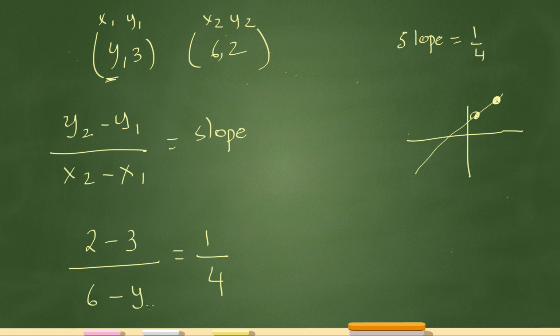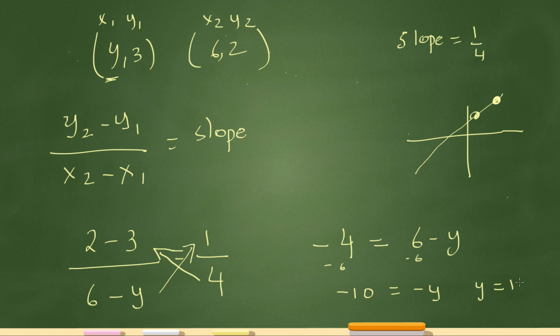And now in order to solve for this y, we can cross multiply. So multiply this 4 by that number, and multiply 6 minus y by that number. So 2 minus 3 is -1, so it'll be 4 times -1, which will be -4. And 6 minus y times 1 is just 6 minus y. Now next thing I'll do is subtract 6 from here, subtract 6 from here. So I'll get -10 equals -y, and then y will equal 10 because I'm going to divide both sides by -1. So y equals 10.